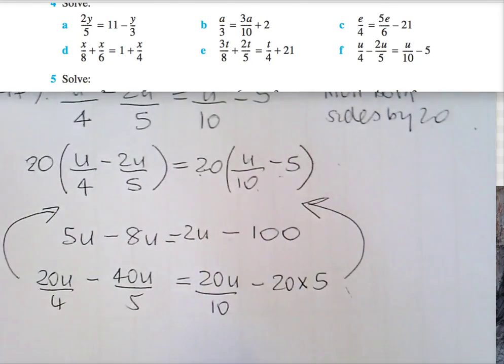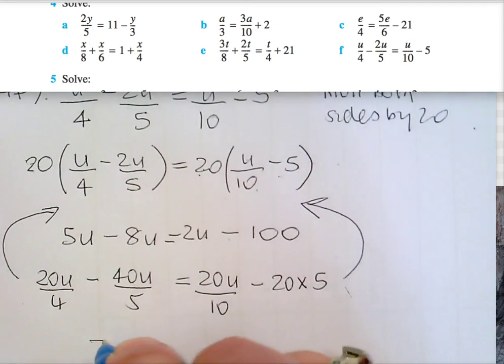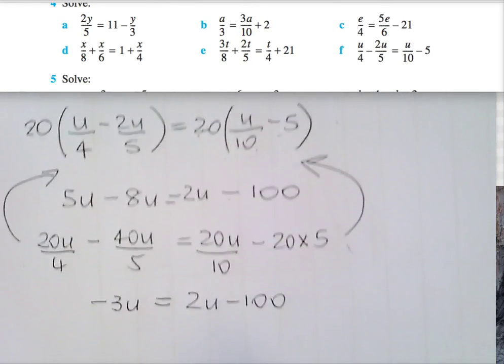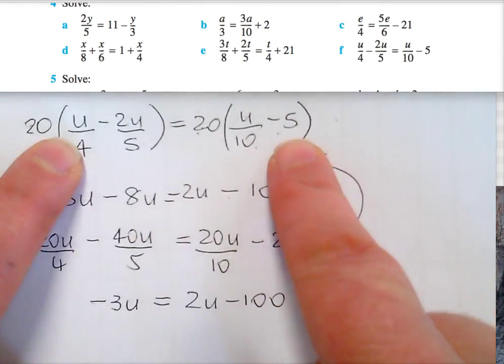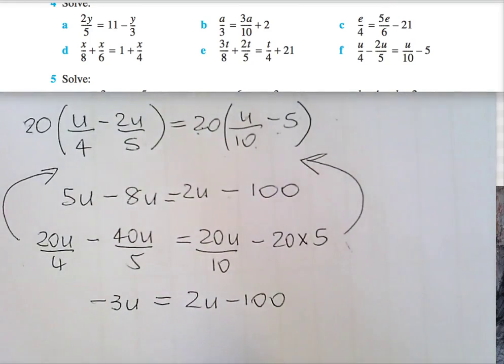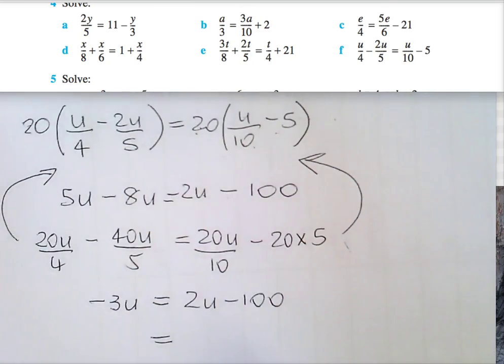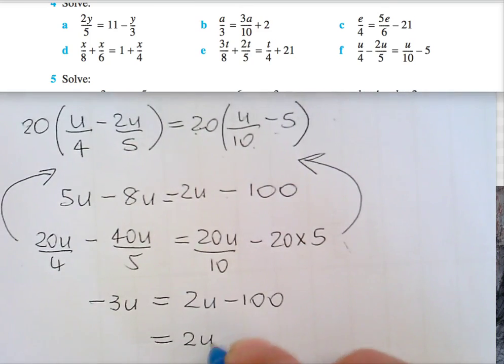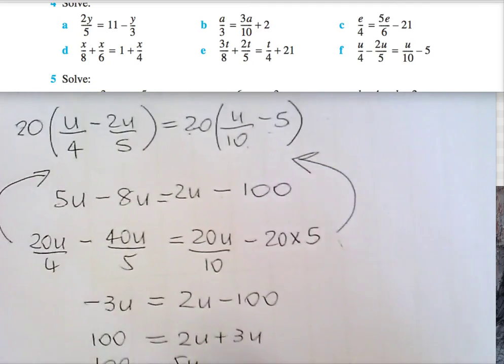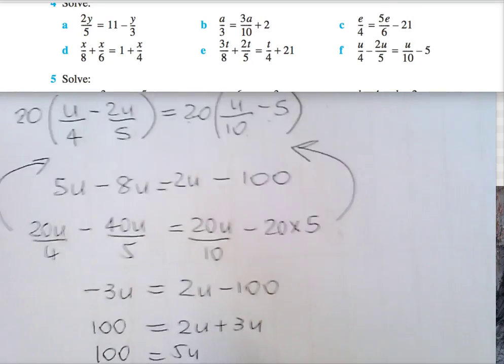All right? Now, 5u minus 8u is negative 3u equals 2u minus 100. Do you know what I'm doing? So you could put that line in between if you want, but I can't see why you can't just do that. So let's go left or right, girls. I think you should go to the right. 2u plus 3u is 100. 5u is 100. U is 20.